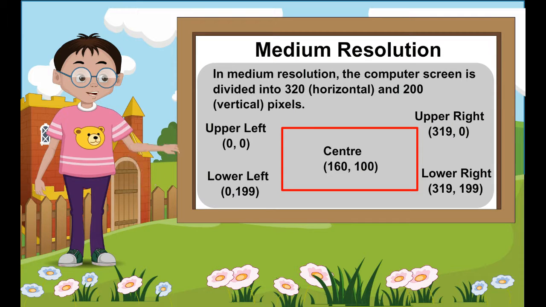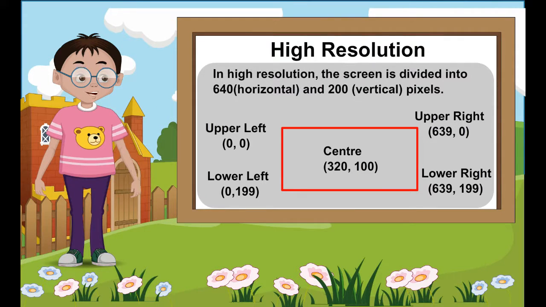Of the mentioned modes, there are the following two common screen modes that are used widely. Medium resolution. In medium resolution, the computer screen is divided into 320 horizontal and 200 vertical pixels. High resolution. In high resolution, the screen is divided into 640 horizontal and 200 vertical pixels.